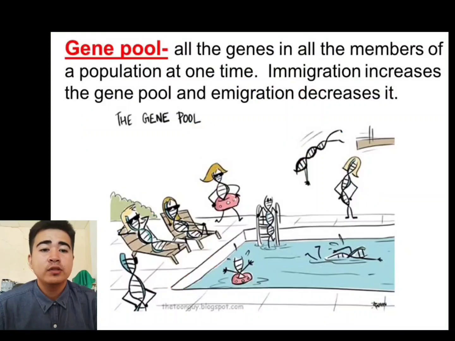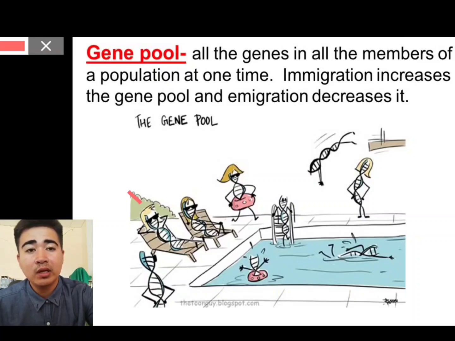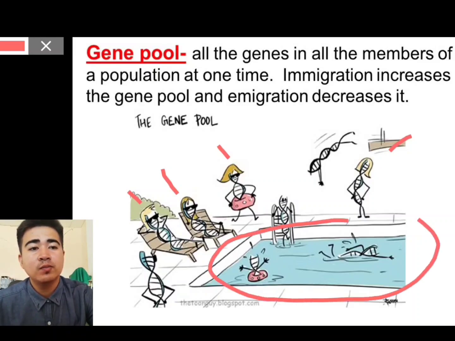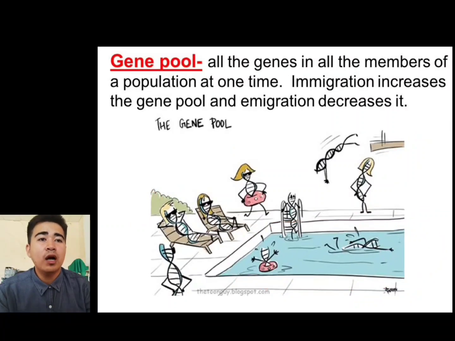Gene pool. The gene pool is the total number of genes of a population. These are the different individuals outside the pool: individual A, B, C, and D. This pool is the total number of genes of these people in the population. Migration of a population alters the gene pool. Alters means changes. For example, population A entering population B, this migrating A population changes the B population.